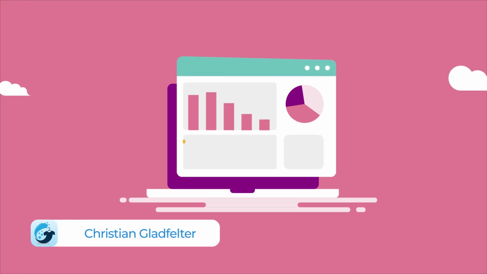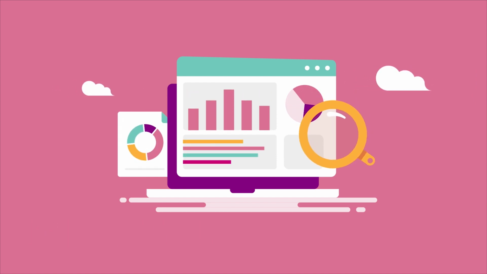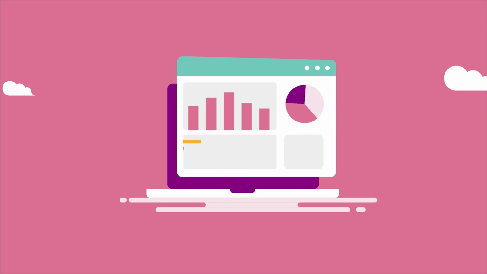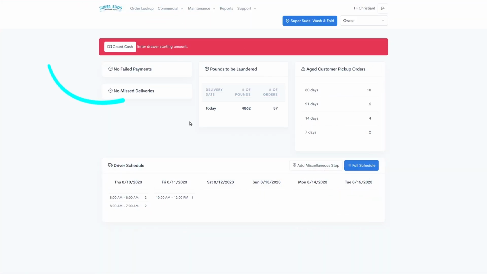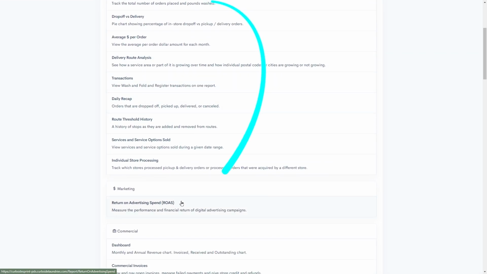I'll be explaining the Return on Advertising Spend report, or ROAS report. The ROAS report utilizes UTM codes to provide insights for owners and marketing teams to determine the success of a digital marketing campaign. After it is enabled in the software, the ROAS report can be found under the Marketing category in Reports, Return on Advertising Spend. Let's have a brief look at the UI.